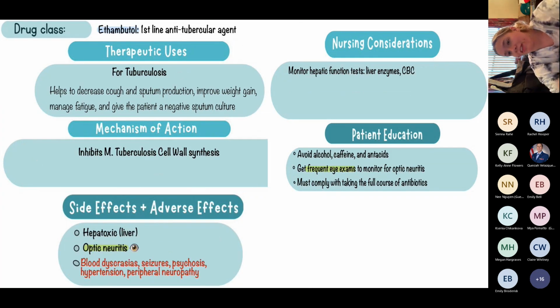Up next, we have ethambutol. When you think ethambutol, I want you to think E for eyes. This can cause optic neuritis. Therefore, we as nurses are going to be educating our patient to get frequent eye exams, okay?